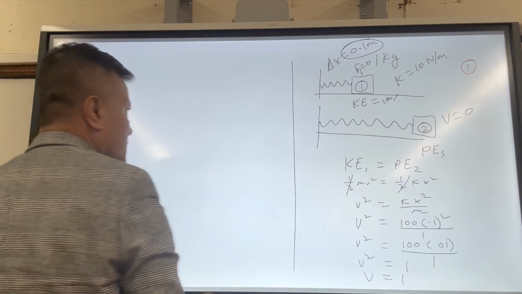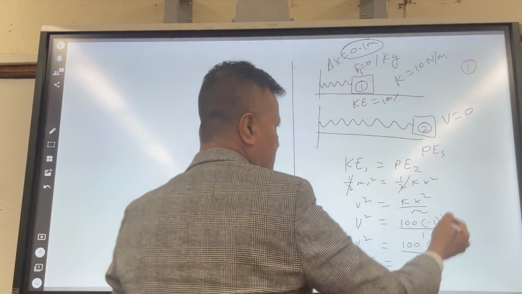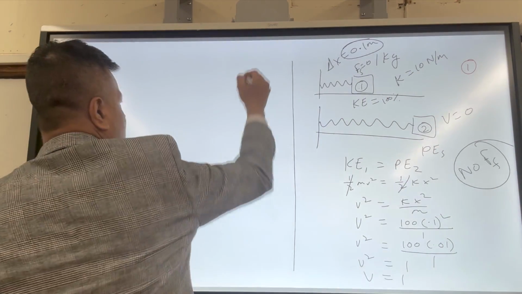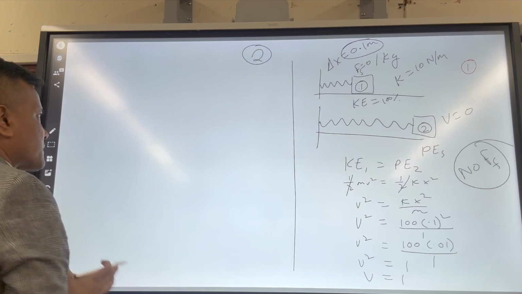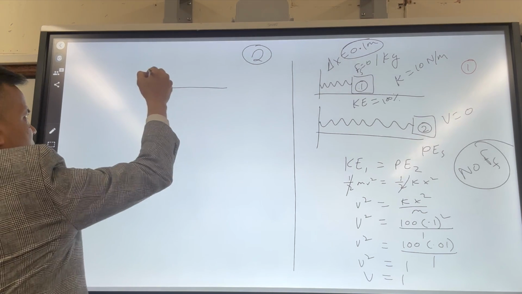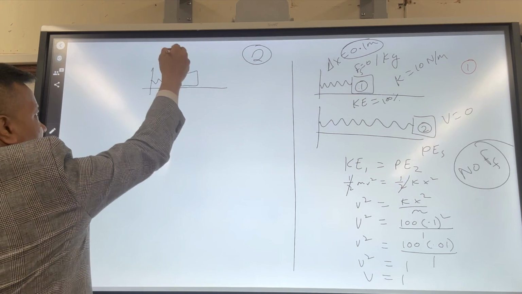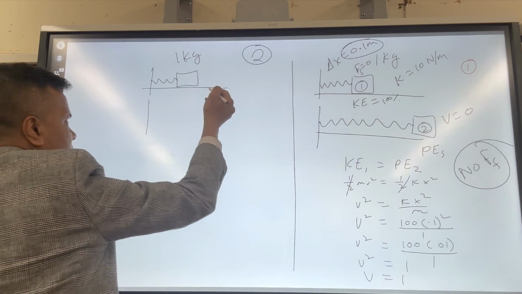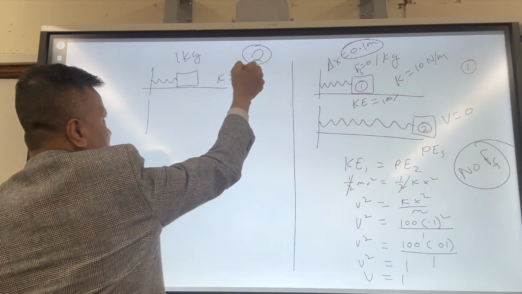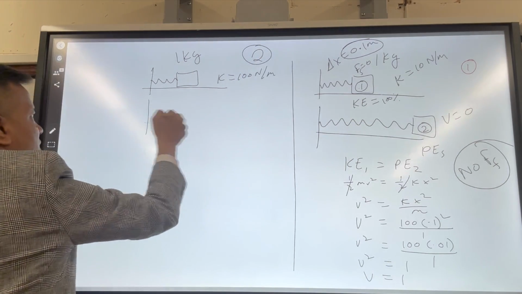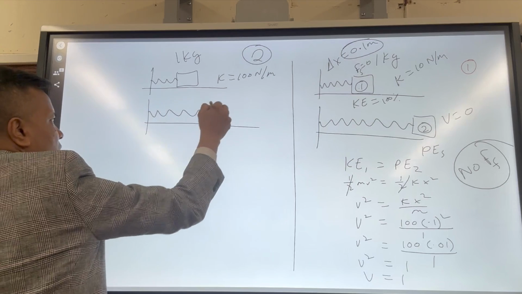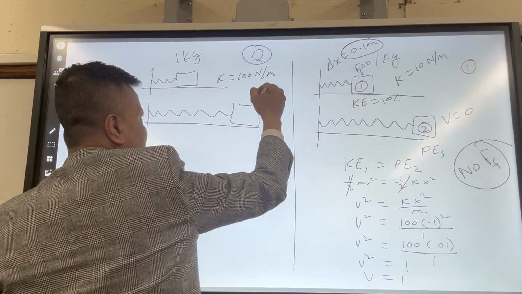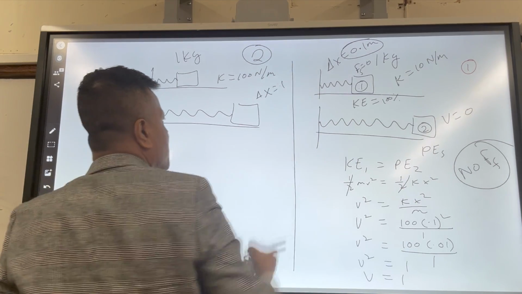Problem number 2 is similar, but problem number 2 has friction. Here there is no friction, but problem number 2 has friction. So let's go over problem number 2 on this side. You have 1 kilogram, right? You stress it, and again K is 100 Newton per meter, and delta x is 0.1 meter.